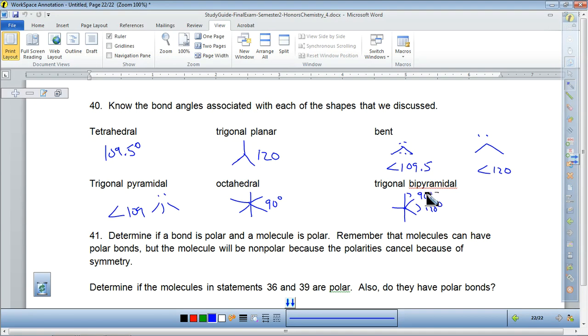Determine if a bond is polar and a molecule is polar. Remember, the molecules can have polar bonds, but the molecule will be nonpolar because the polarities can cancel because of symmetry. So if something is one of the symmetrical shapes without lone pairs, then it'll be nonpolar. So something like CF4 is nonpolar even though it has polar bonds, because all the bonds cancel. CHF3 would be polar because it's asymmetrical around the central atom.